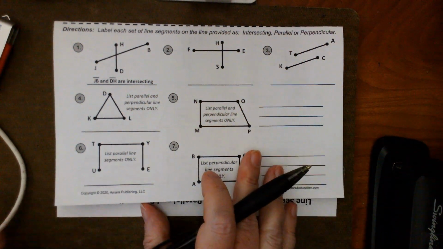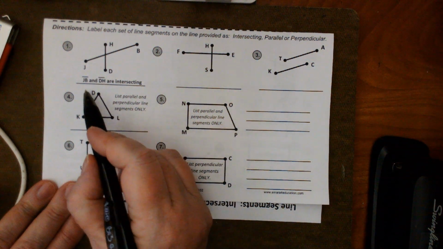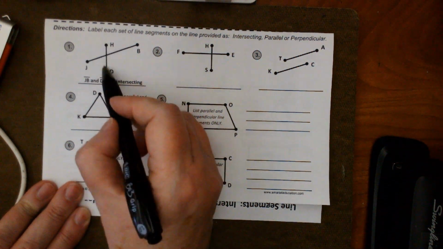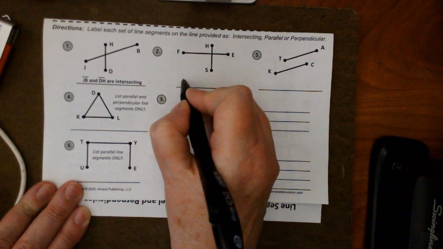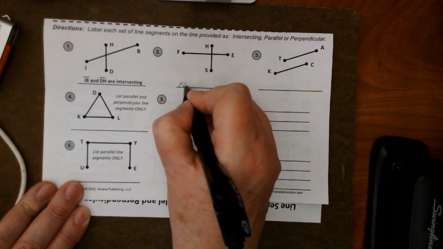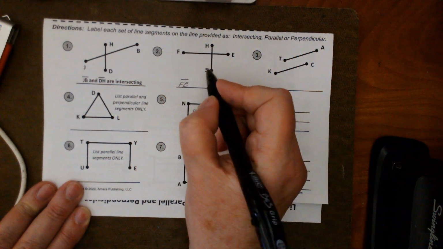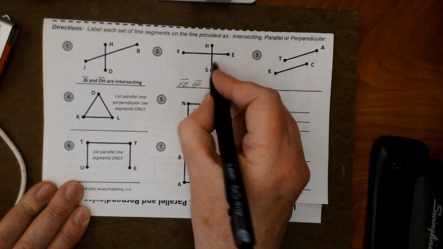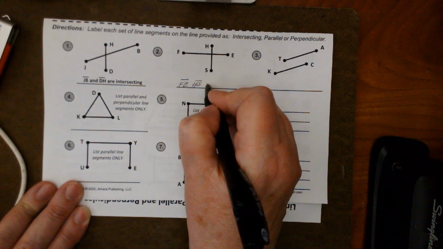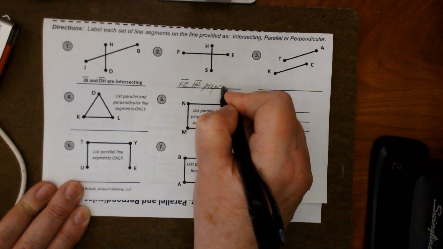Okay, so the first one, they gave an example. JB and DH are intersecting. They're not a 90-degree angle. Okay, so then we have FE and remember to use the symbol, and HS. They are at a 90-degree angle, so they are perpendicular.